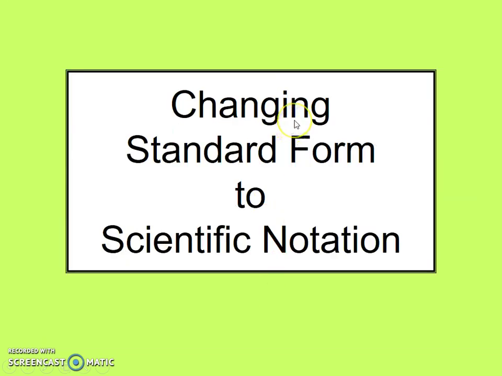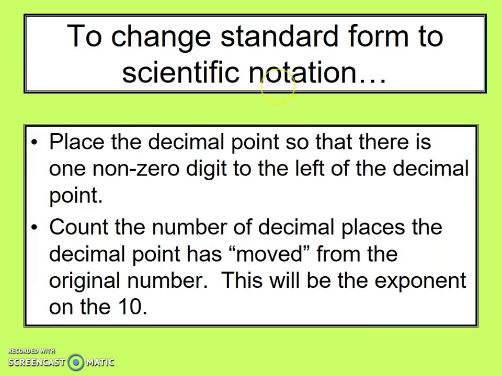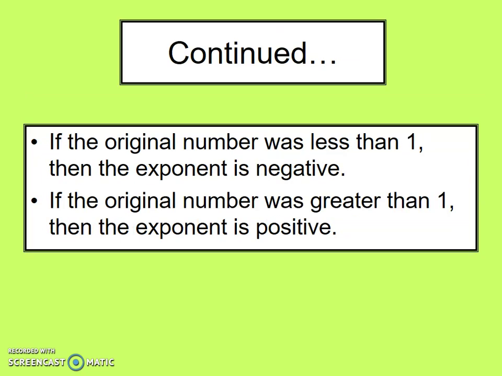Okay, so let's talk about how we can change from standard form into scientific notation. So the first step is going to be to figure out where you want the decimal to be so that there is just that one non-zero digit to the left of the decimal point. You're going to count how many decimal places the decimal has moved from the original number. That's going to be your exponent. And we know that if the original number was less than 1, we'll be using a negative exponent. And so if it was really small, a negative number. And if that original number is greater than 1, so a really big number, then we're going to have a positive exponent.